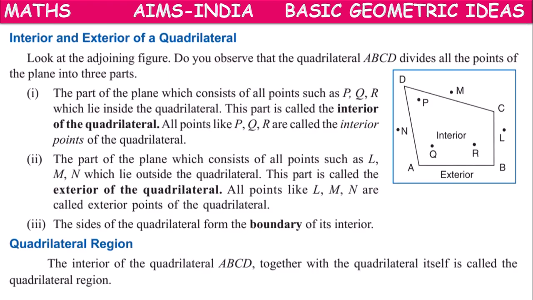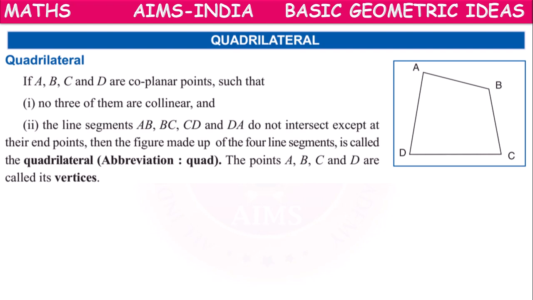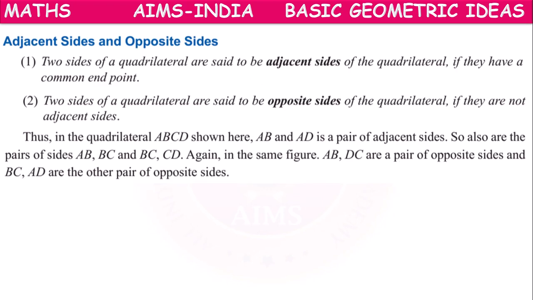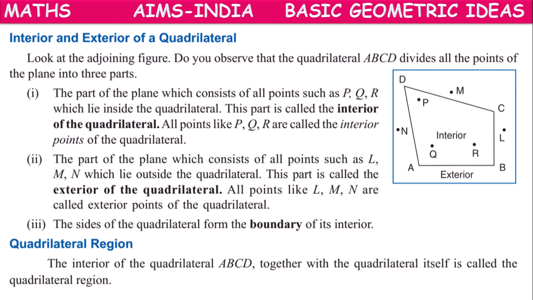Next, children. So that is about the quadrilateral. So regarding the quadrilateral: four sides, four points, four angles, two diagonals, adjacent sides, opposite sides, adjacent angles, opposite angles, interior part, exterior part, boundary, and quadrilateral region.